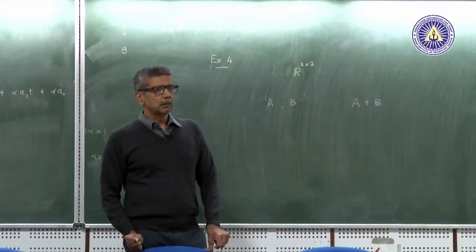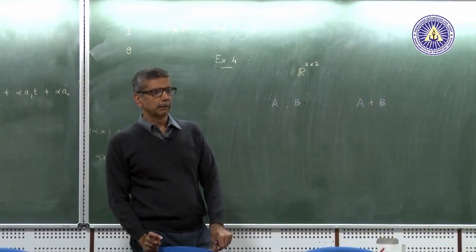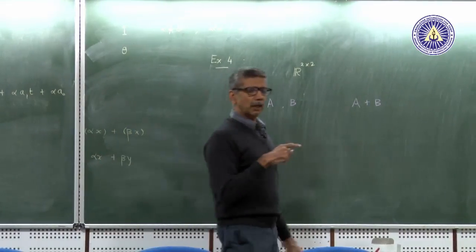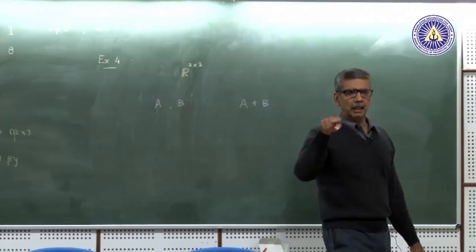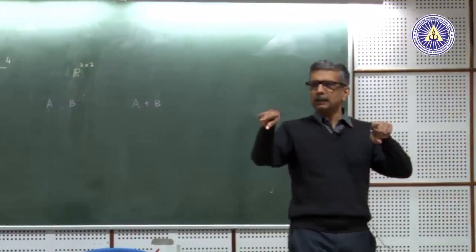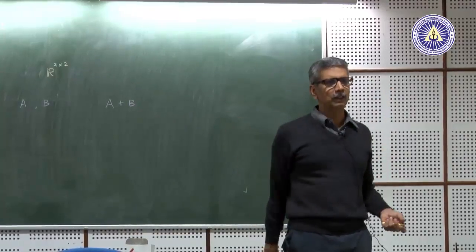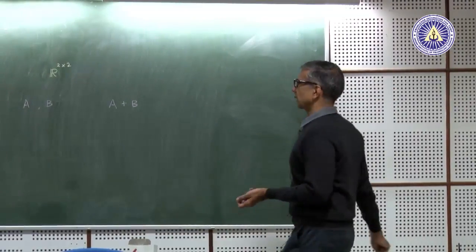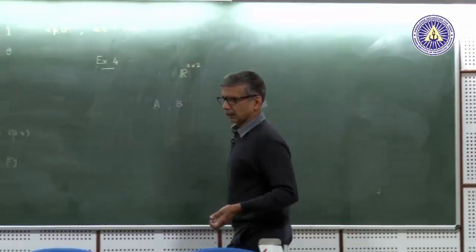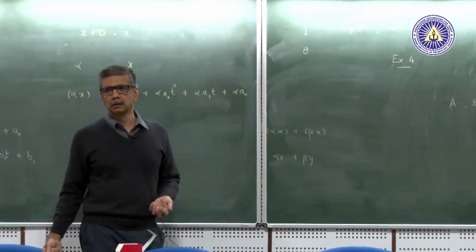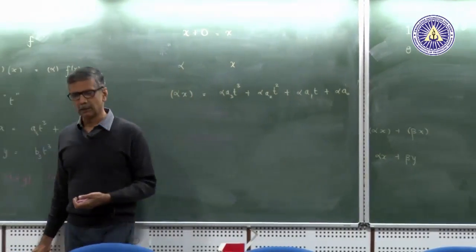What is the 0 element? All entries are 0, perfect. So, for every A will you have a negative A, so that A plus the negative A will give you 0? Yes, you will, because you take the negative real number, that is fine. So, that should be okay, right? That all right? Okay. Any other example?